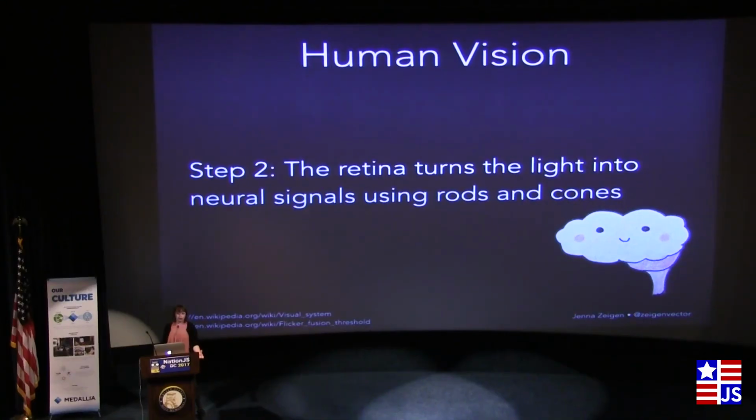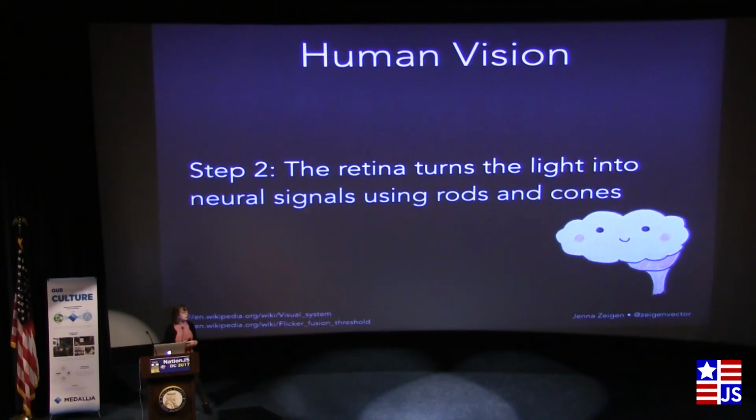Cones are primarily found in the center, or what's called the fovea of the retina. And there are 3 types of cones that differ in the wavelengths of light that they absorb. One type is a short type, which likes blue light. Another is the middle type, which likes green light. And then another is the long type, which likes red light.